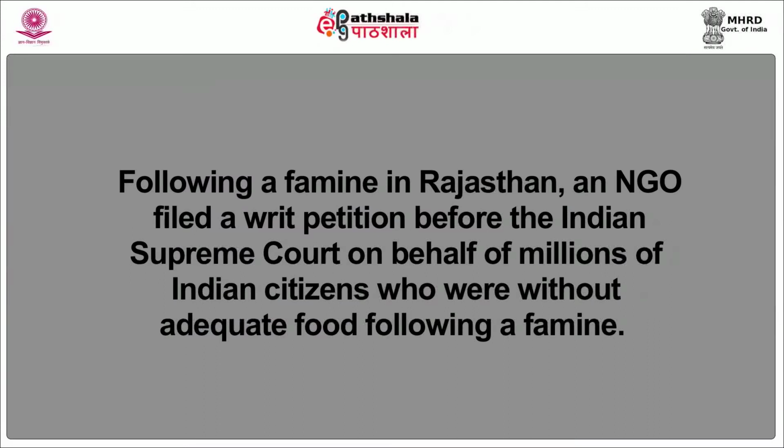Following a famine in Rajasthan, an NGO filed a writ petition before the Indian Supreme Court on behalf of millions of Indian citizens who were without adequate food following a famine. Their petition, filed under Article 32 of the Indian Constitution, alleged that the Government of India, the Food Corporation of India, that is FCI, and state governments of 6 states had violated the right to live with dignity under Article 21 with respect to these famine victims.